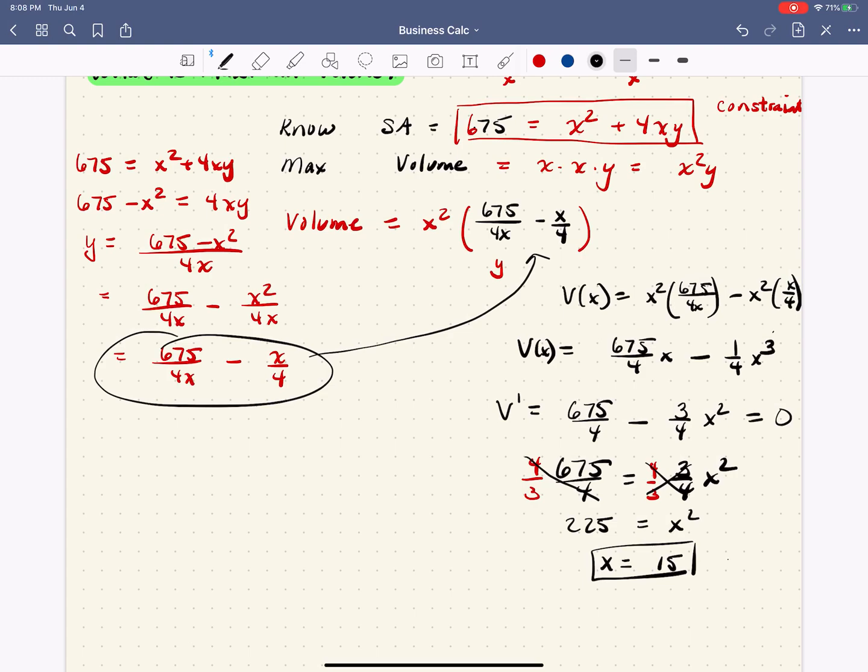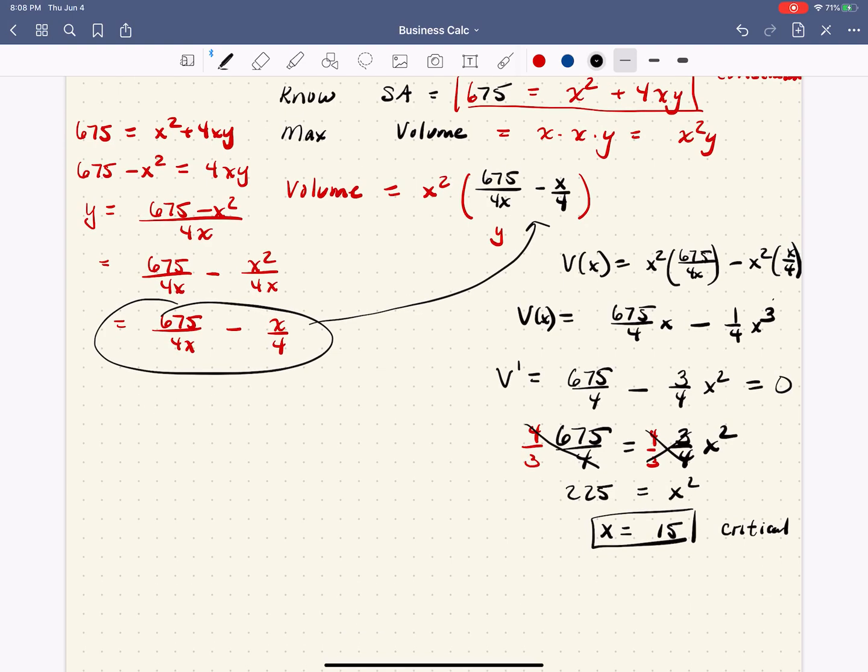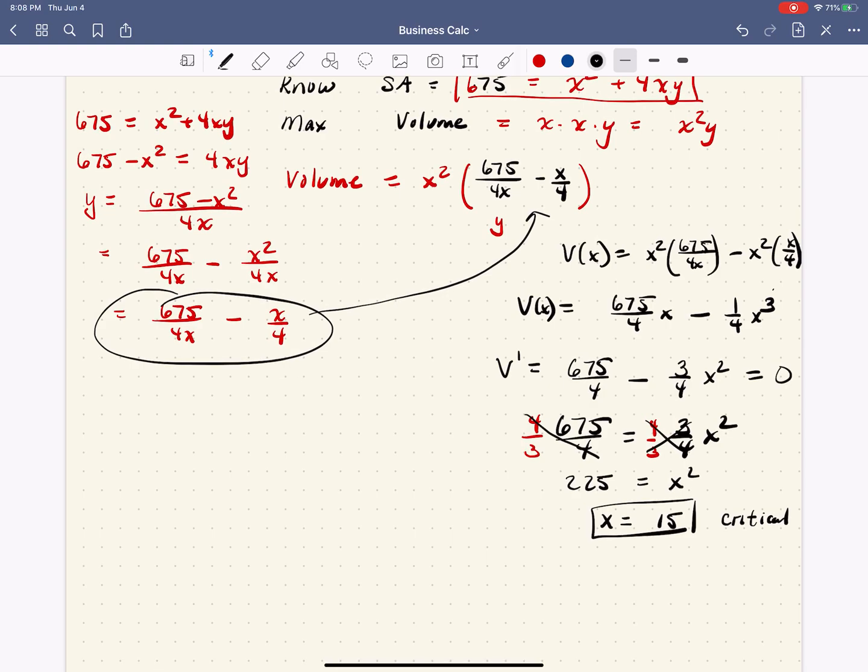So that means this is a critical number, which means something likely happens here. It's probably going to be a maximum. So let's just see what happens, though. Thinking about how we verify that it's a maximum, we have a lot of different ways we can do that. We could plug in different values to the volume function, or we could use the first derivative test, or we could use a second derivative test.